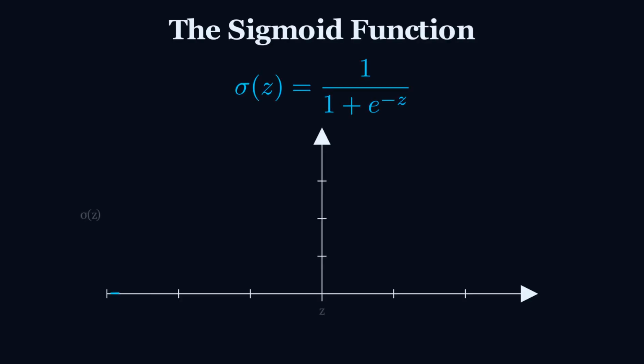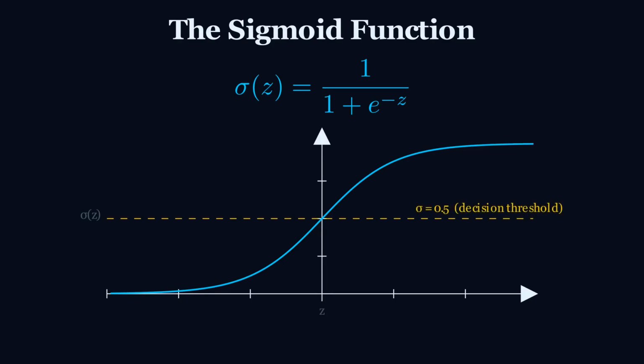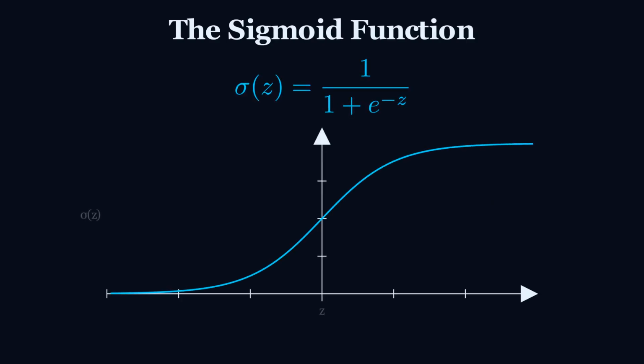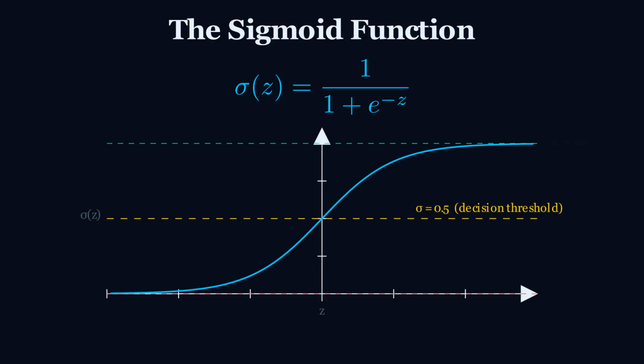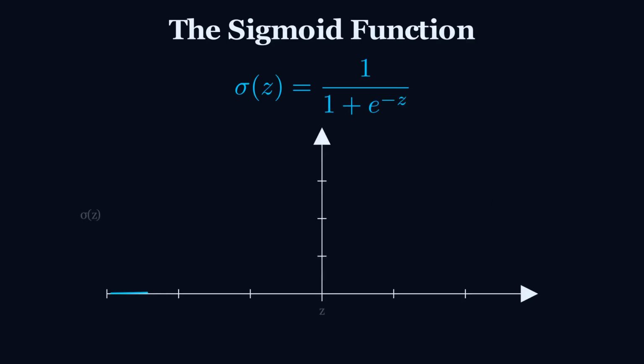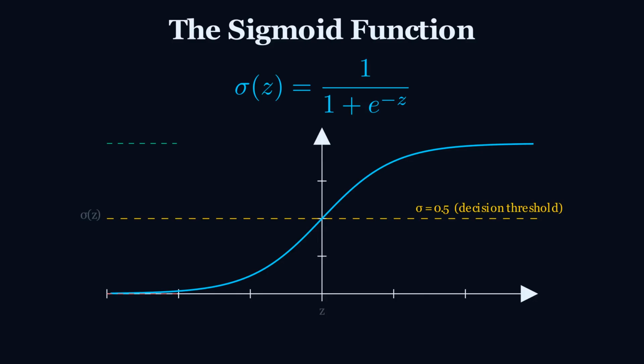Let us examine its properties carefully. As z approaches positive infinity, sigma approaches 1. As z approaches negative infinity, sigma approaches 0. And at z equals 0, sigma is exactly 0.5. This is the midpoint, the natural decision threshold. The derivative of the sigmoid is also elegant: sigma of z times 1 minus sigma of z. This property makes backpropagation computationally efficient, a fact we will use in neural networks.